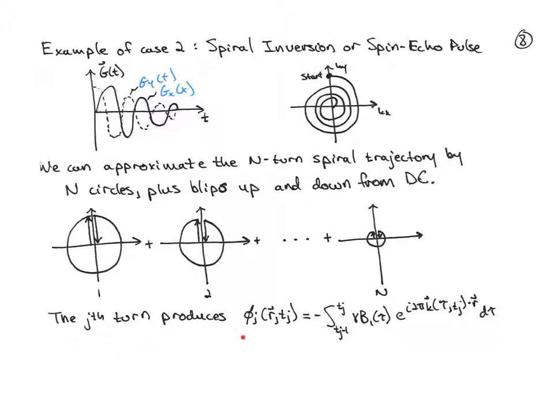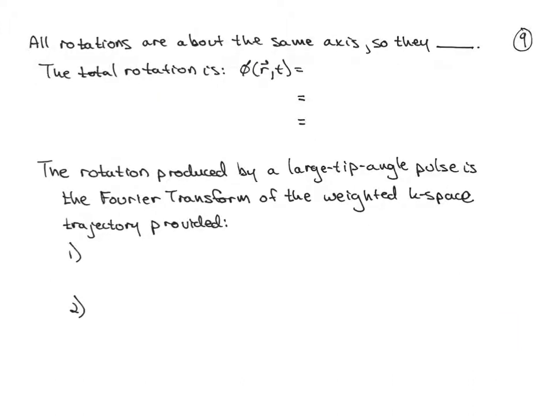So the jth turn then produces some flip angle phi sub j, which is a function of position and the time t sub j, where you integrate the RF waveform in the window corresponding to when you traced this circle, and the k-space trajectory for that circle as well. Now, we're assuming here that all these rotations are Hermitian symmetric in k-space, and so they're all about the same axis and they add together. Again, this is a requirement for the linear class for this to work out.